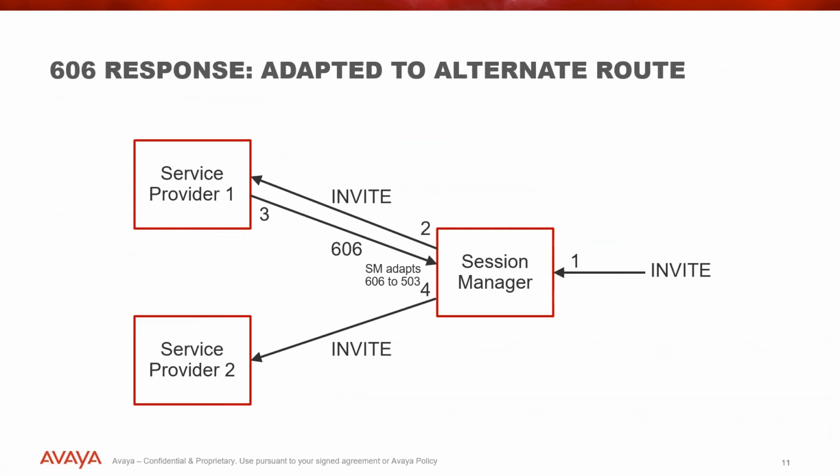And once we apply this adaptation, this is what happens. The invite comes in, goes to the service provider, a 606 comes back. Session Manager is going to change that 606 to a 503. A 503 causes alternate routing, so the invite's going to go to service provider 2. Okay, that is the simplest example you're going to see today. It's going to get more complicated pretty quickly.